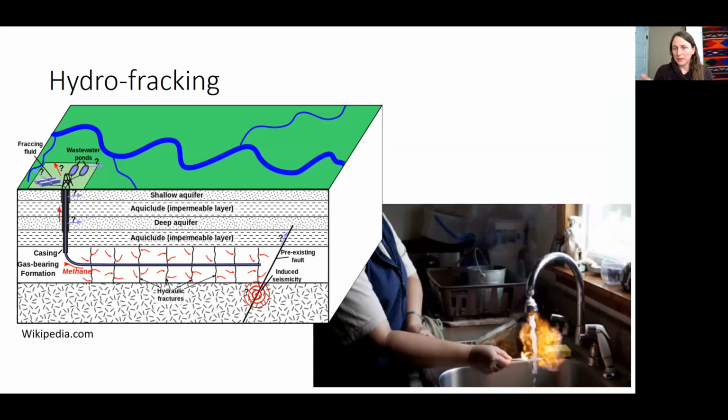Here you can see a woman lighting her sink's water stream on fire. You can imagine this is not really good water for drinking or cooking or bathing or anything, right? So her drinking water source has been polluted.